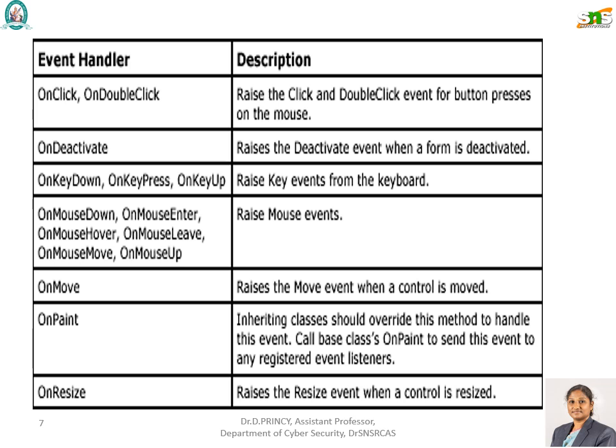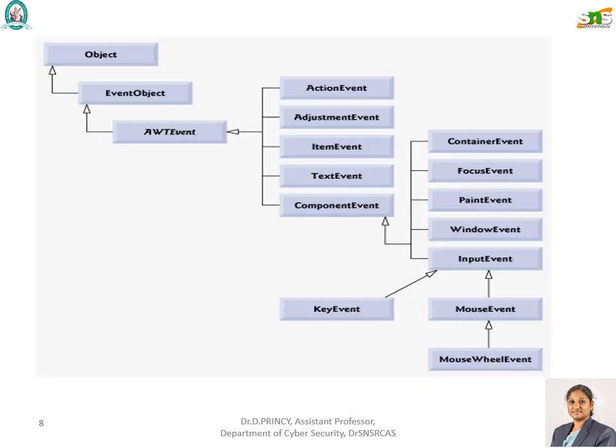onMove raises the move event when a control is moved. onPaint: inheriting classes should override this method to handle this event. onResize: when you are resizing a control or a window, this event should be invoked.